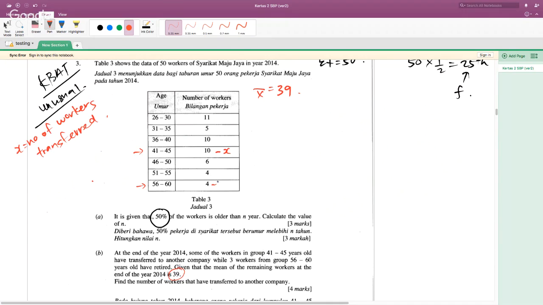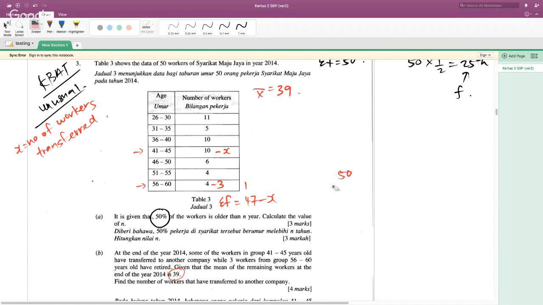That means you have to minus 3. You only have 1 left. All right, so now the first thing I will do is find my new total frequency. Just now we have 50. 3 retired already, minus 3, we have 47 left. Within the 47, X employees transferred to another company, so I will have to minus X. So my total frequency is 47 minus X.